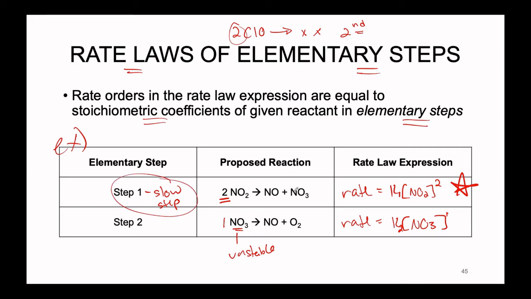And so whatever happens after this first elementary proposed step is going to occur faster. But the overall rate is going to be dependent on this weakest link, this collision requirement.